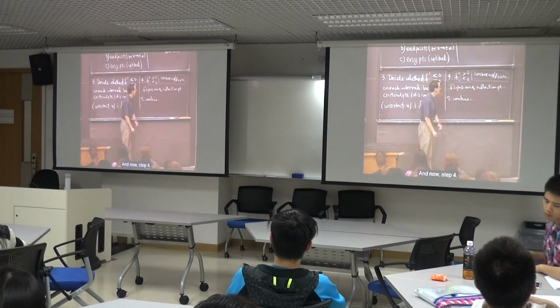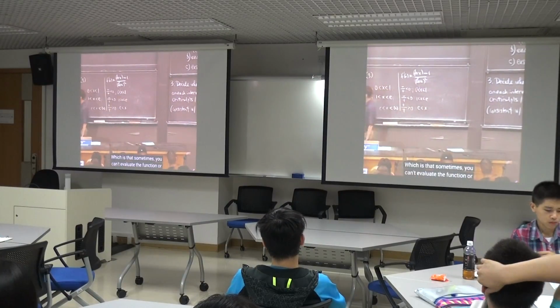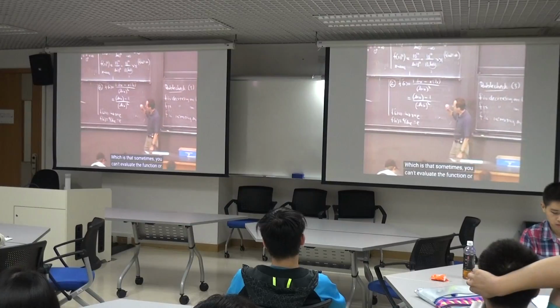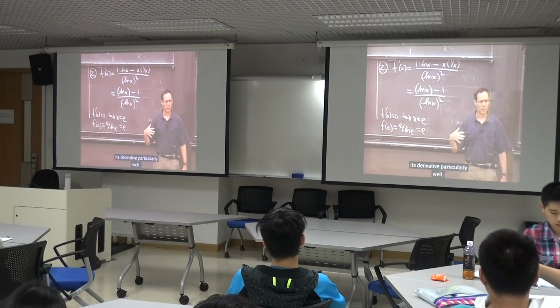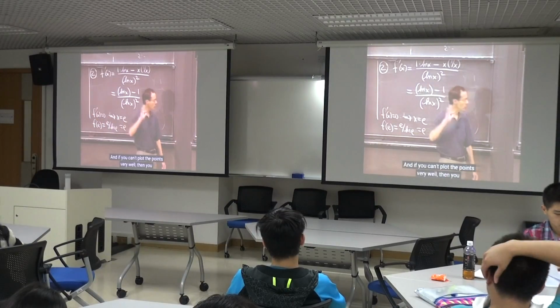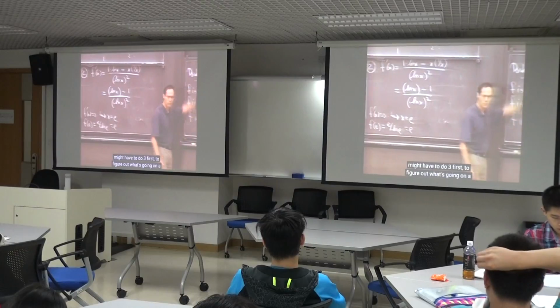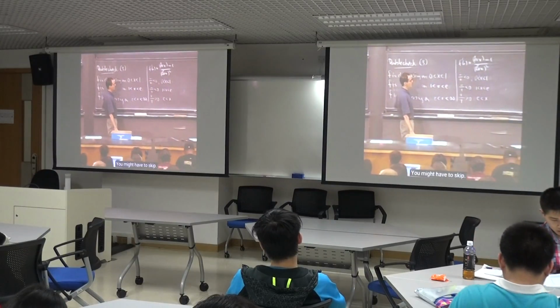And now, step 4. There is one small point which I want to make before we go on, which is that sometimes you can't evaluate the function or its derivative particularly well. So sometimes you can't plot the points very well. And if you can't plot the points very well, then you might have to do 3 first to figure out what's going on. You might have to skip.